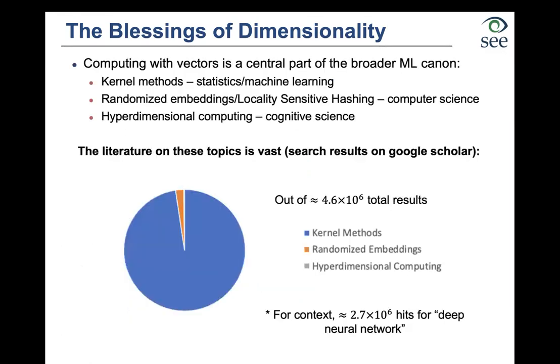And so this idea appears all over the place in the machine learning canon. So in particular, today I'm going to be talking about kernel methods, which are primarily from the literature on statistics and machine learning, randomized embeddings and locality-sensitive hashing, which come from computer science, and of course, the thing we all know and love, hyperdimensional computing, which originated in the cognitive neuroscience literature.